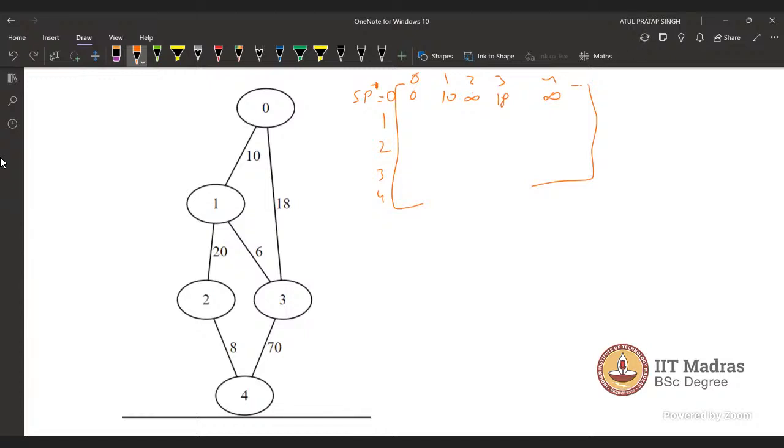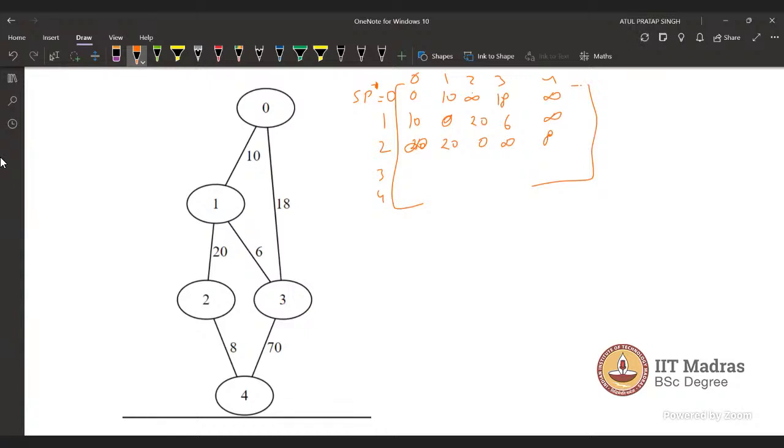So from 1: 1 to 0 is 10, 1 to 1 is 0, 1 to 2 is 20, 1 to 3 is 6, and 1 to 4 is infinite. So 2 to 0 is infinite, 2 to 1 is 20, 2 to 2 is 0, 2 to 3 is infinite, 2 to 4 is 8.